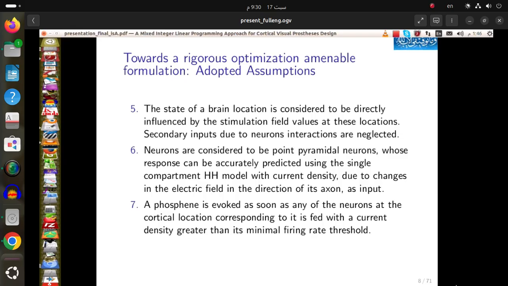Neurons, as we said, are considered point pyramidal neurons. Based on this, we assume that the direction is normal to the cortex and that we can predict the response by solving a single compartment Hodgkin-Huxley model. Okay. We also assume that a phosphene is evoked as soon as the brain location corresponding to this phosphene is stimulated with a field that is just higher than the minimal firing threshold of this location. Okay.